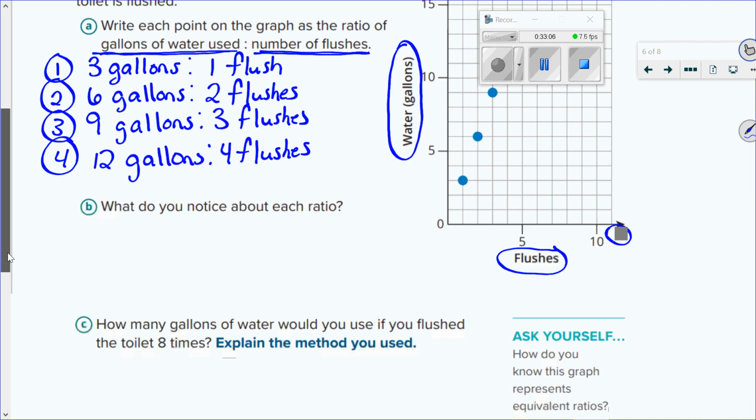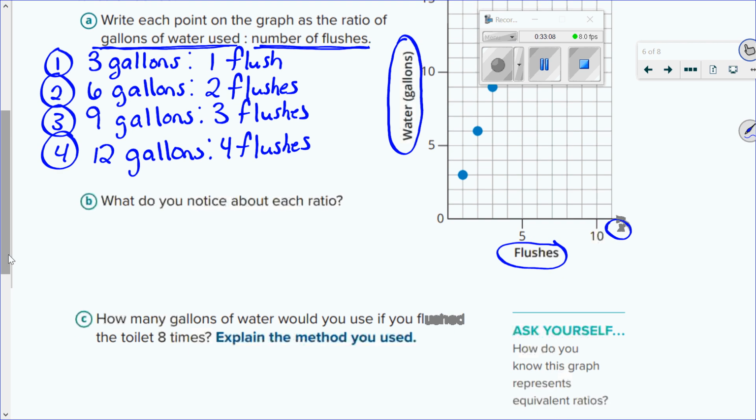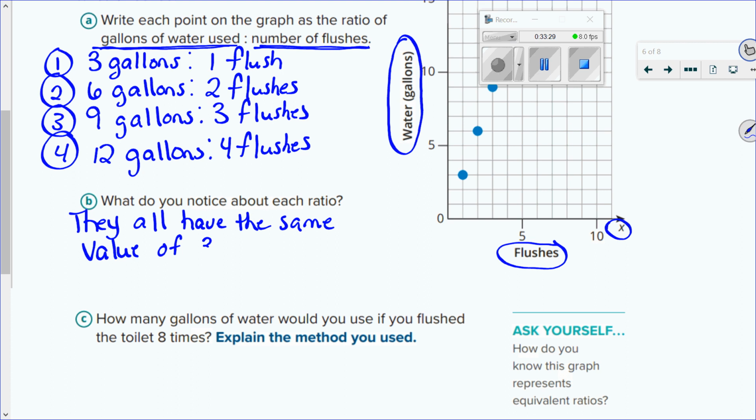Okay, so who can tell me, B, what do you notice about each of these ratios? All of the ratios are equal to 3 and 1. Yes, they all have the same value of 3 to 1. Guys, you should be writing it down. That's not in your book. What's another word for the same value? They are equivalent.